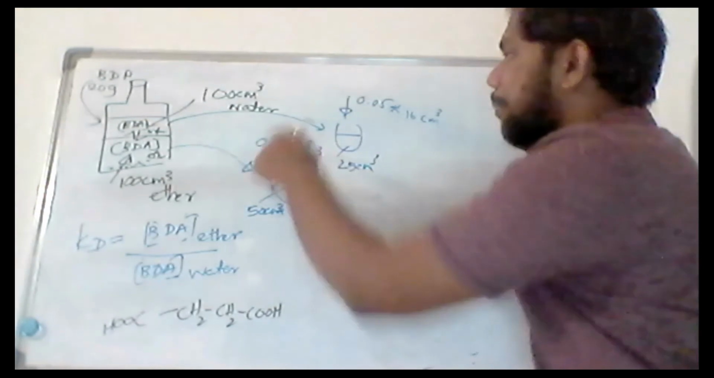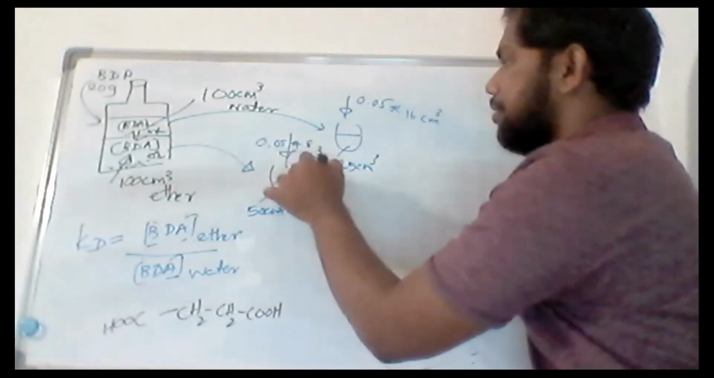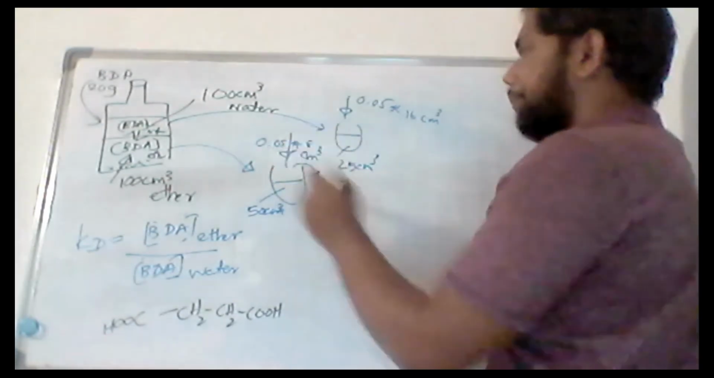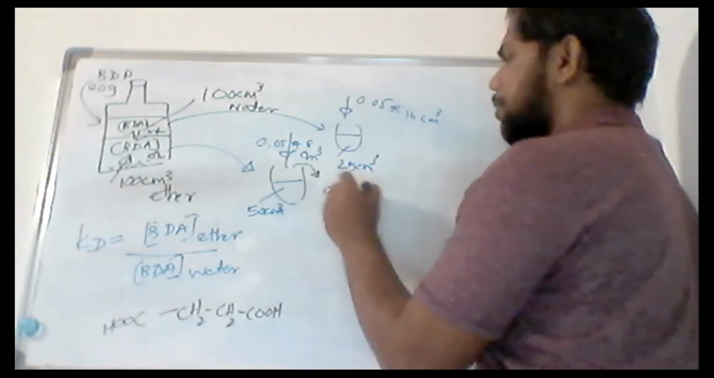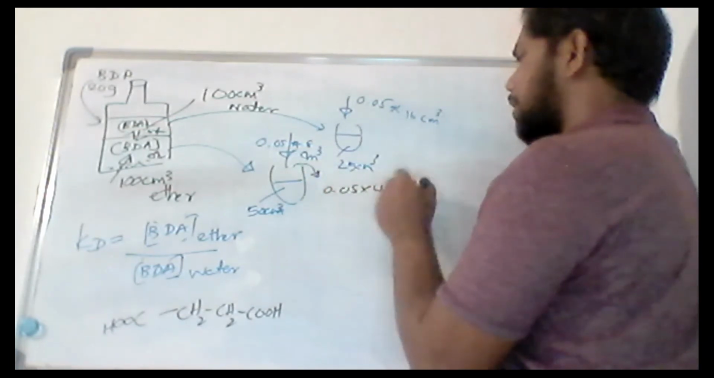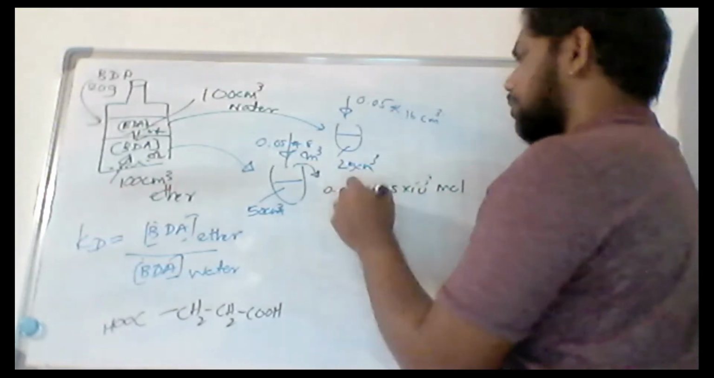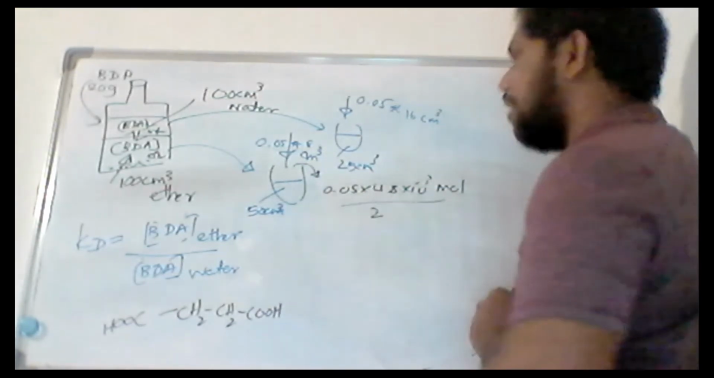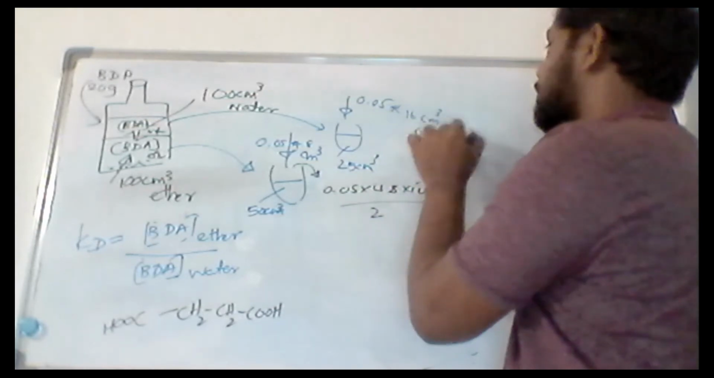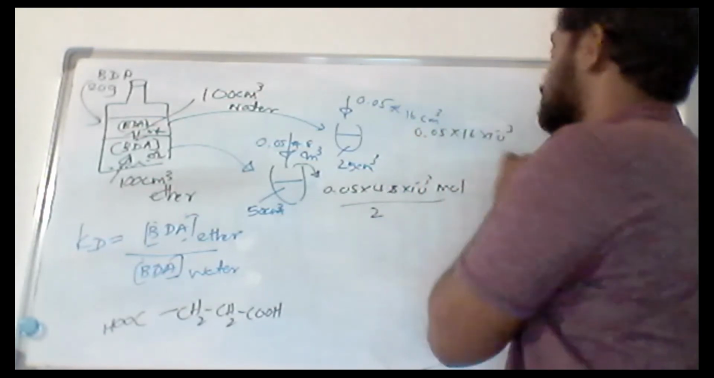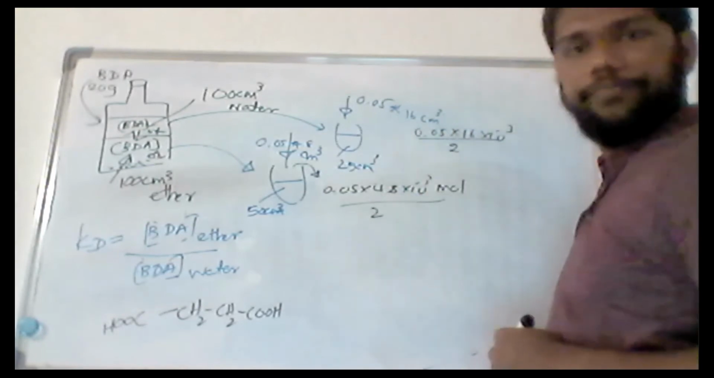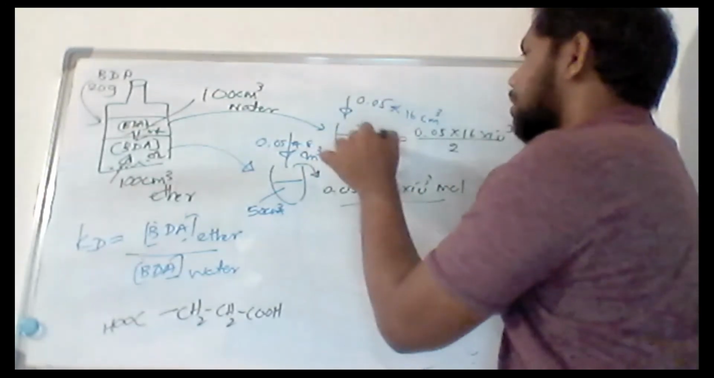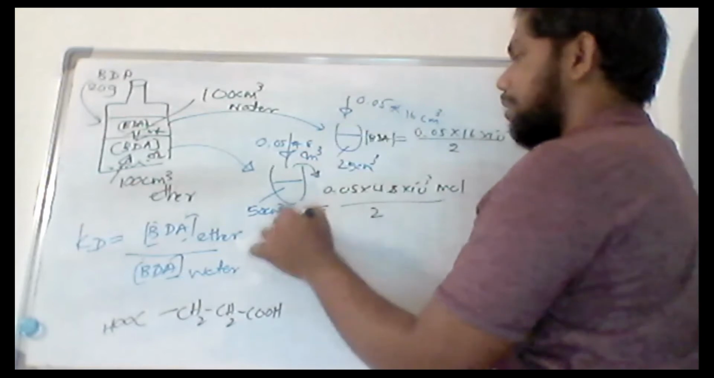So you can multiply and get the number of moles required for the NaOH. You have 0.05 into 4.8 into 10 to the power minus 3 moles. So the BDA should be half of that. And here this should be 0.05 into 16 into 10 to the power minus 3, and this should be half of it. So the number of moles of BDA here is this, and here BDA is this.